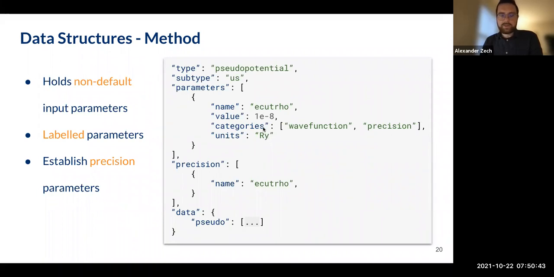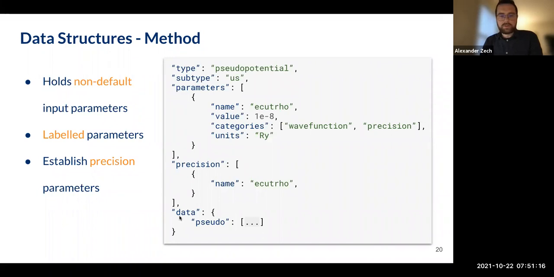And these parameters are also labeled. So again, we contain the name, value, the unit of the value, and then also labeled categories for this parameter. In this way, we would like to identify precision parameters. These are parameters that are important for the precision of our simulation, and then we collect them here in this next field that's called precision.